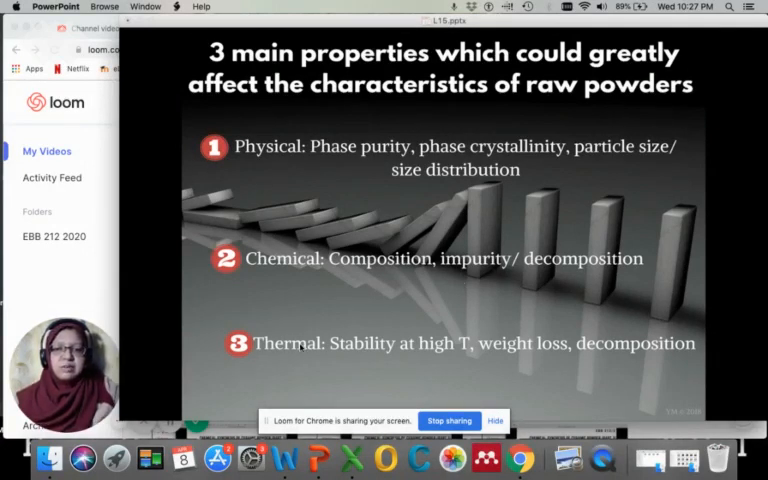And finally, in terms of thermal properties, it is really important to know the stability of the powder at high temperature, if there is any weight loss or decomposition. Okay, so that's all for the introduction of materials characterization.